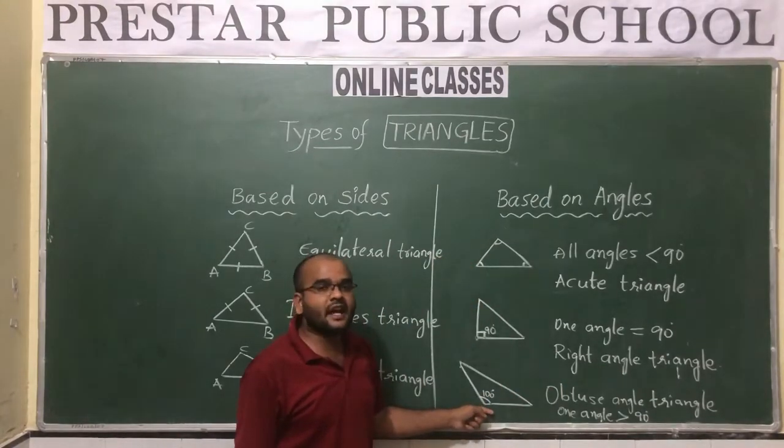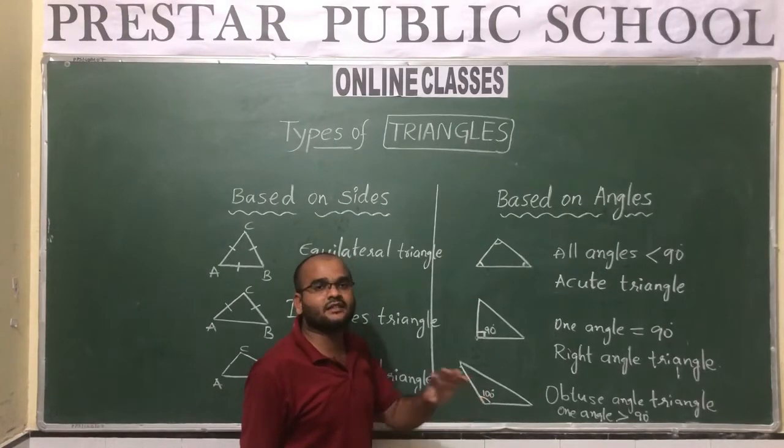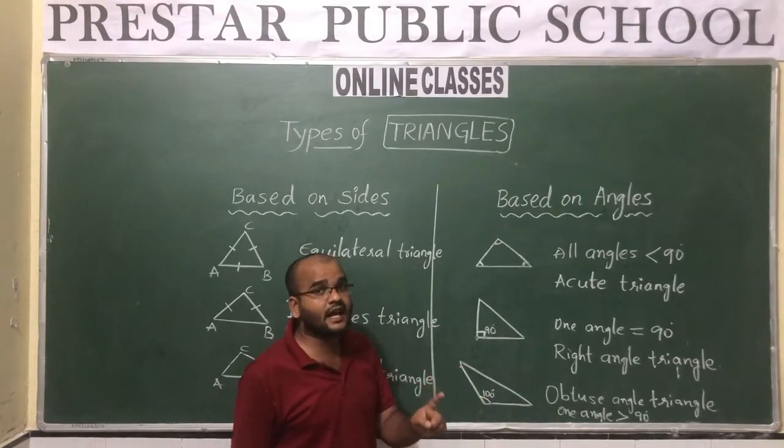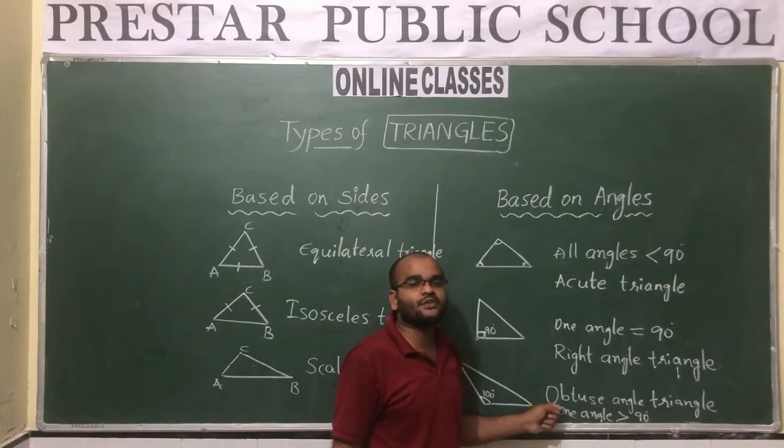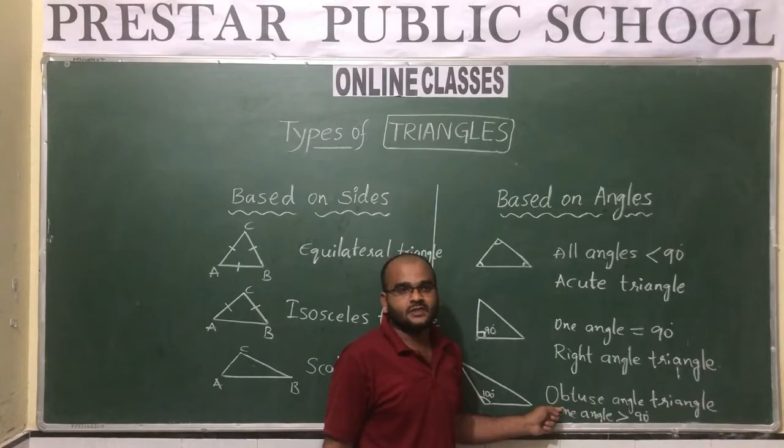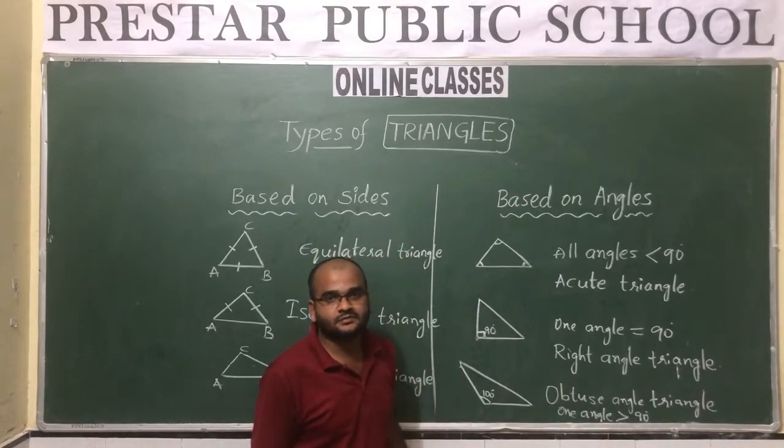Next, in a triangle, if any one angle is greater than 90 degrees, then that type of triangle is called an obtuse angle triangle or simply an obtuse triangle. Okay?